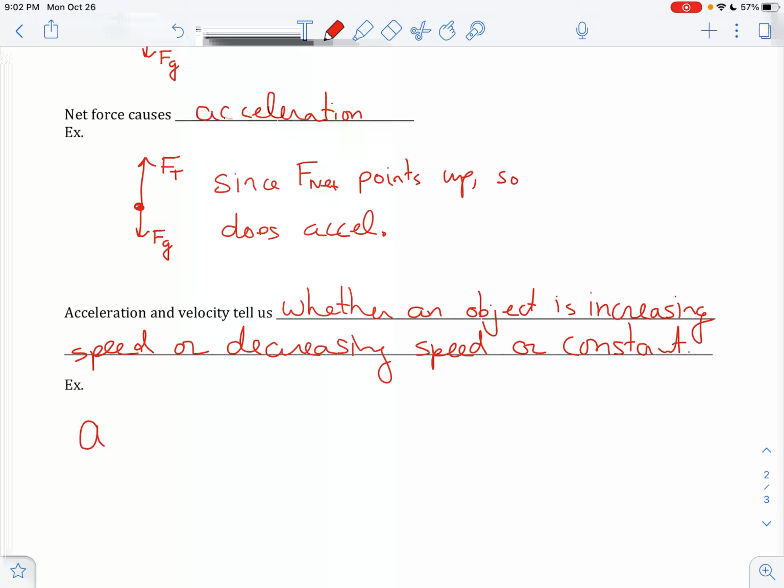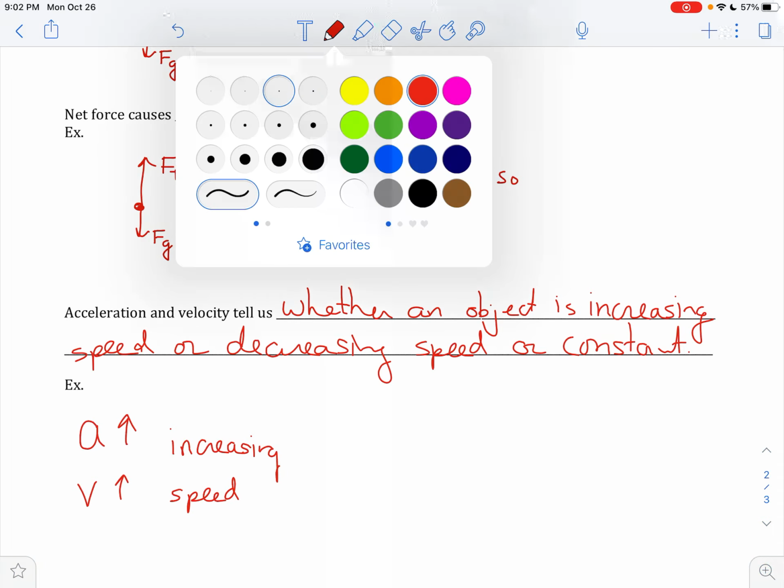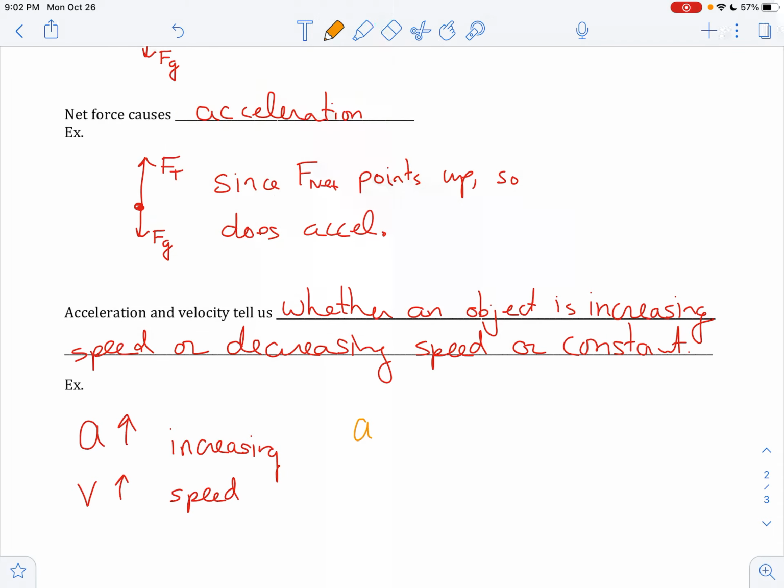So for instance, if the acceleration points up and velocity points up, this would be increasing speed. If acceleration points up and velocity points down, they're going in opposite directions, so this would be decreasing speed. Notice I didn't say acceleration is going in. Acceleration is not going anywhere, and acceleration itself is not getting bigger or smaller. It's the direction that it points. So I'm going to use the phrase acceleration points up, acceleration points down.